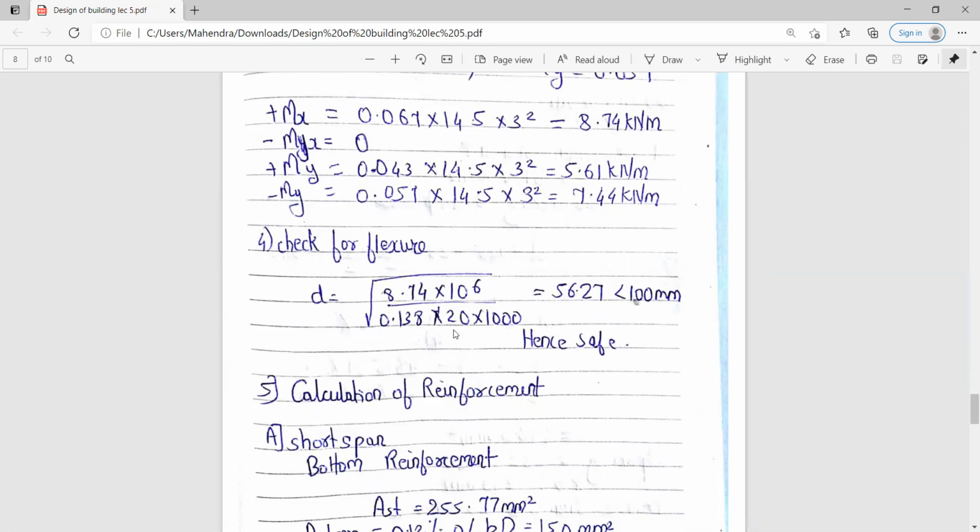So after calculating, आपको डेप्थ मिलता है 56.27. That is less than the previous depth. In the step number 1 जो आपको depth मिली थी, that is 100 mm. So it is less than that. So your design is safe for the flexure.